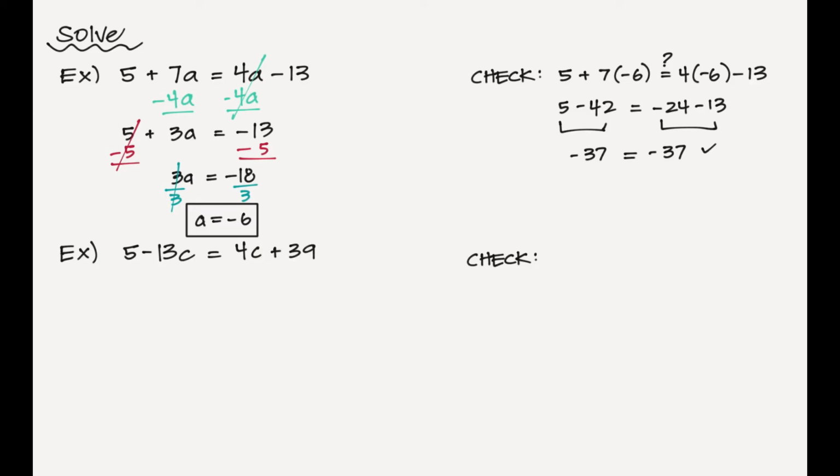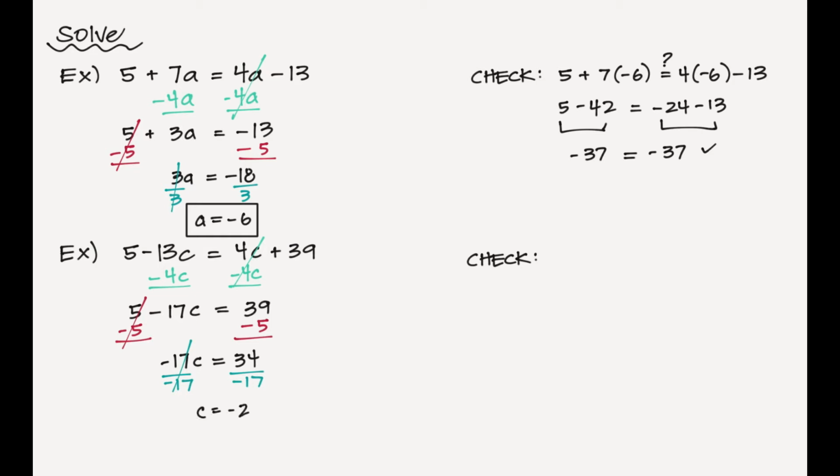5 minus 13c is equal to 4c plus 39. Since there's no parentheses, let's subtract 4c on both sides to move the variables to the left. I'm left with 5 minus 17c is equal to 39. And now I can subtract 5 on both sides to move that lonely number to the opposite side. When I do that, I'm left with negative 17c is equal to 34. Final step, let's divide both sides by negative 17 to get rid of that leech. And I find that c is equal to negative 2.